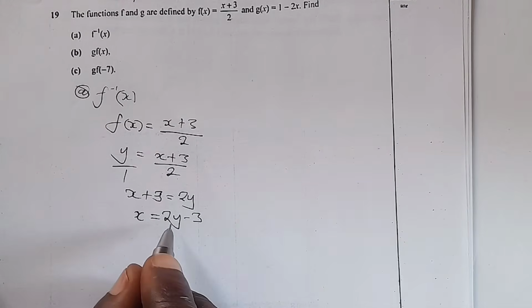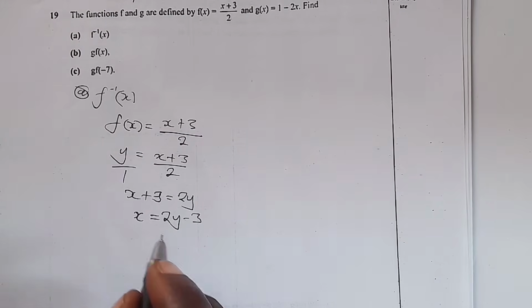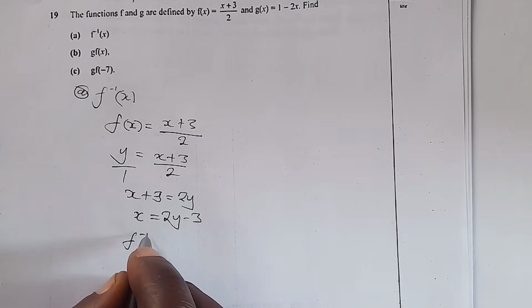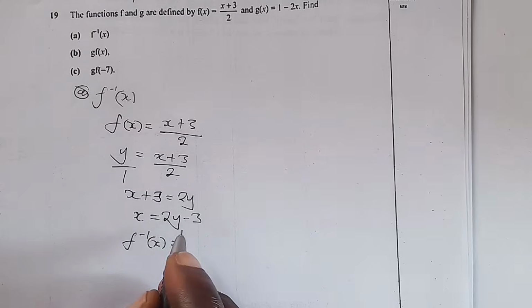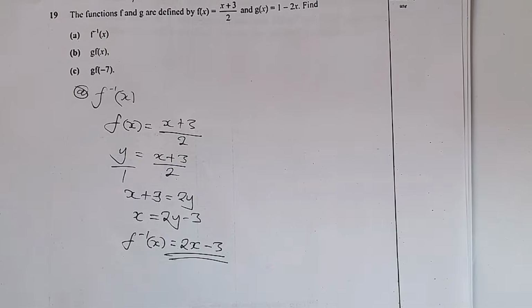So when you reach this stage, attach the inverse function, and it will be f inverse of x is equals to, where there is y, you substitute x. So it will be 2x minus 3. Am I right? Yes. Okay, and this is the answer. Can we go to question B?